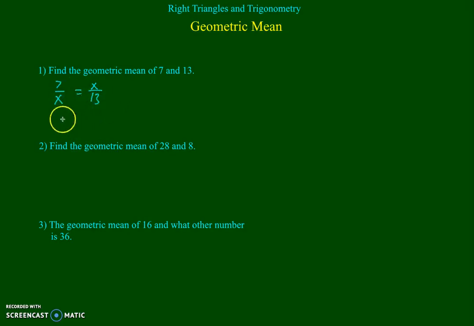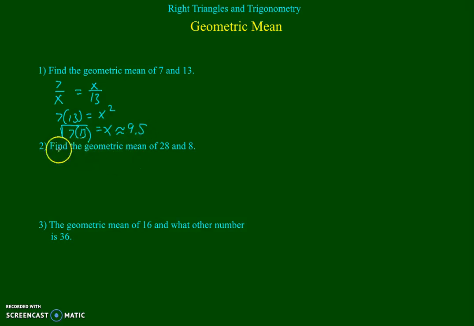Now we go ahead and solve it. We know that 7 times 13 equals x squared, and then the square root of 7 times 13 equals x. And so our value is going to be approximately 9.5. Now you can clearly see that both of these numbers are primes, so this radical is not going to simplify. So we only have one choice. We can either use the square root of 91 or the approximation, 9.5.